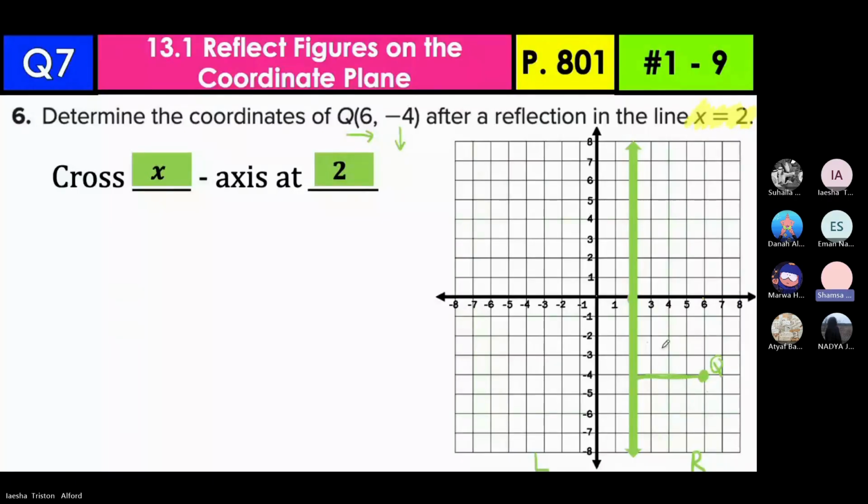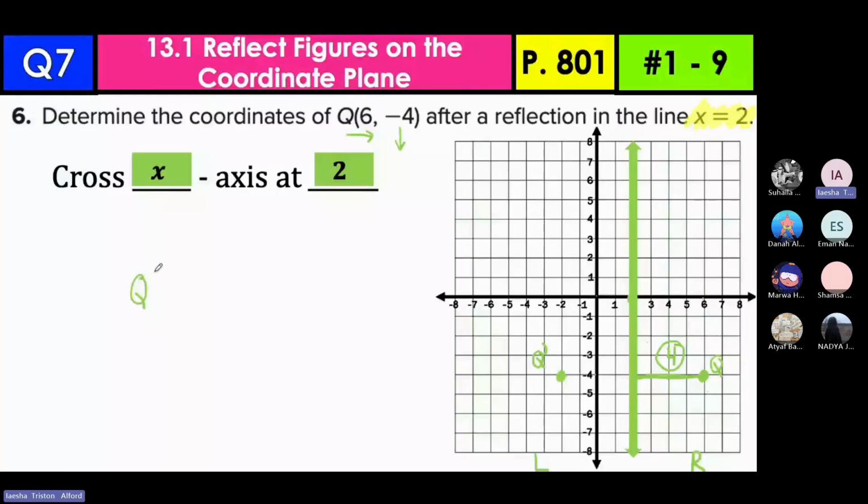4 units to the right. It's 4 units to the right. So to get Q prime, -4, we need to go 4 units to the left. Left. So 1, 2, 3, 4. This is the place of Q prime.